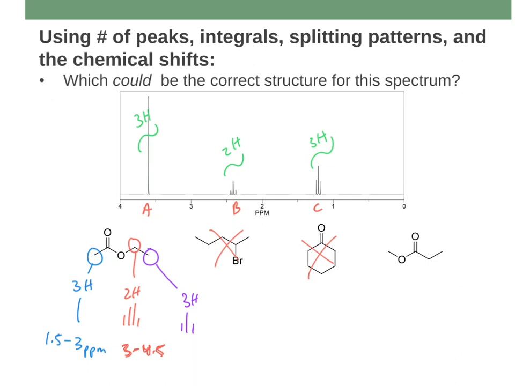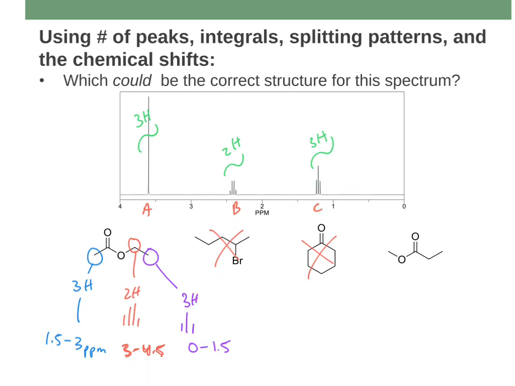And then lastly, if I look at my 3H triplet, that's alkane-like. I expect that to be somewhere between 0 and 1.5 ppm. Right, I see actually that one is okay. I have a 3H triplet that is at like 1.2, so that jives. That's the only one that really matches.